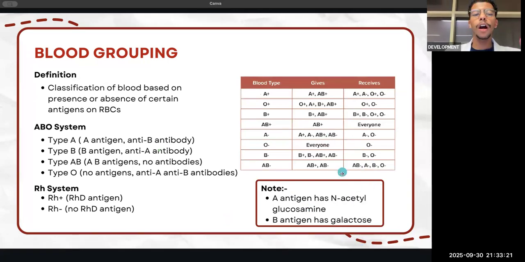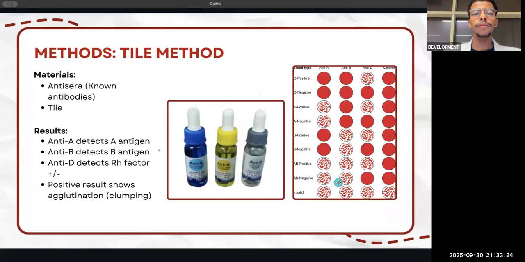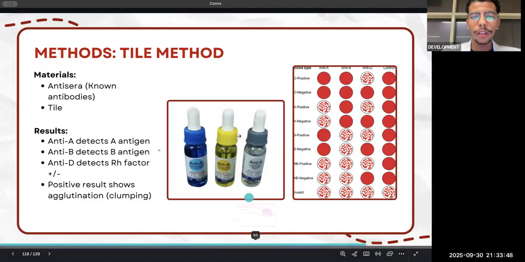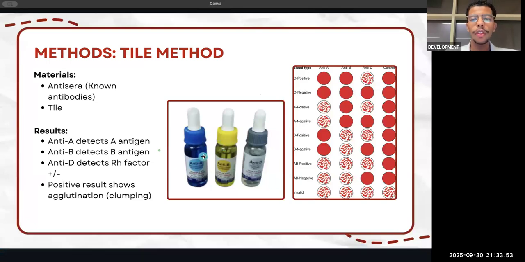Now how will you guys be asked about this? They can either give you a tile or a gel card, but you have to know how this tile is prepared. So this is the preparation for it. A tile basically has wells on it, or tiny discs here. They're going to be empty, but in each disc, you're going to add either anti-A, anti-B, or anti-D. Now these are called anti-serum, so they are antibodies against the antigen.